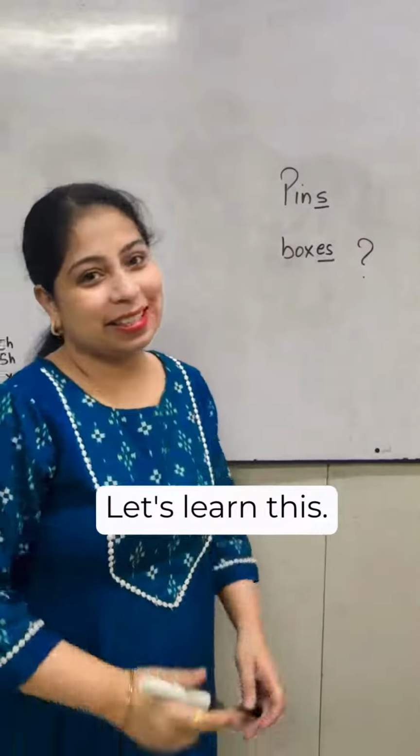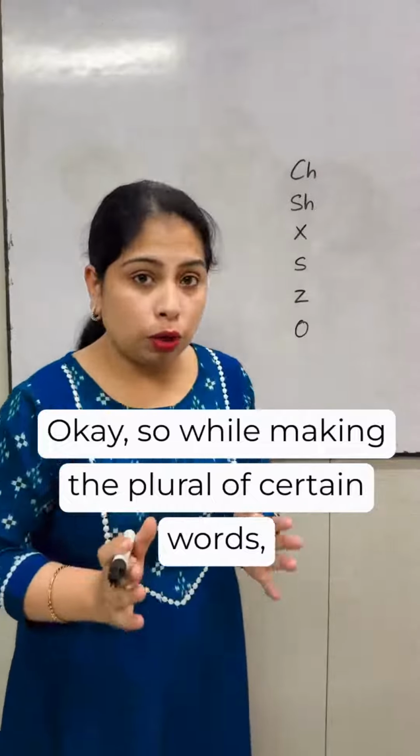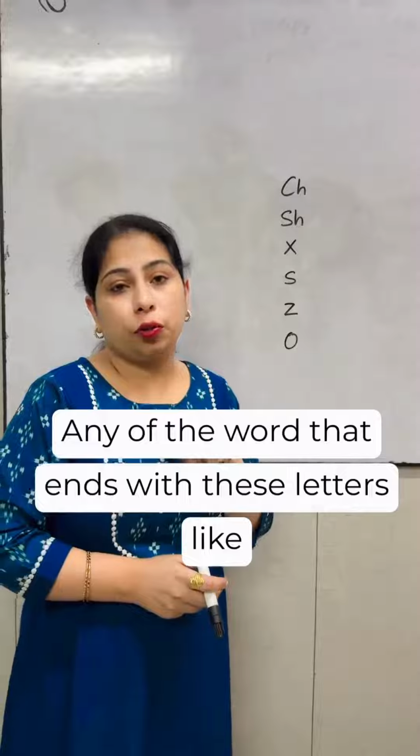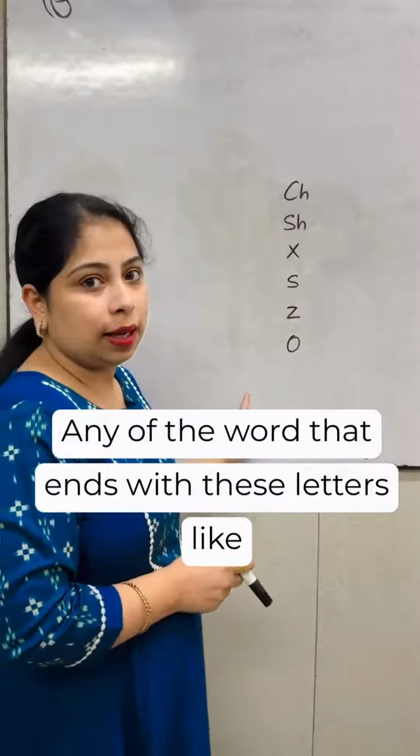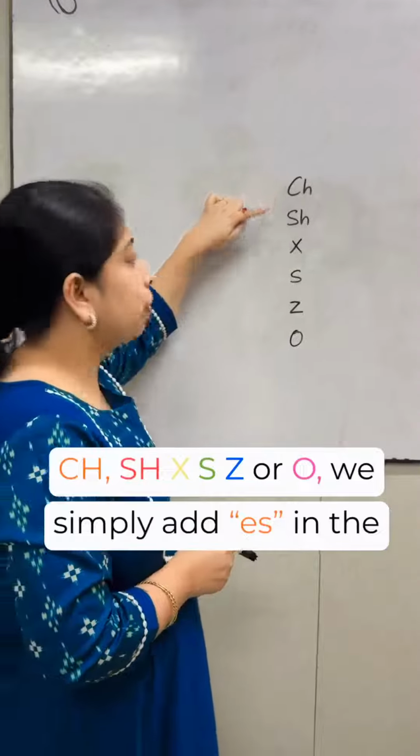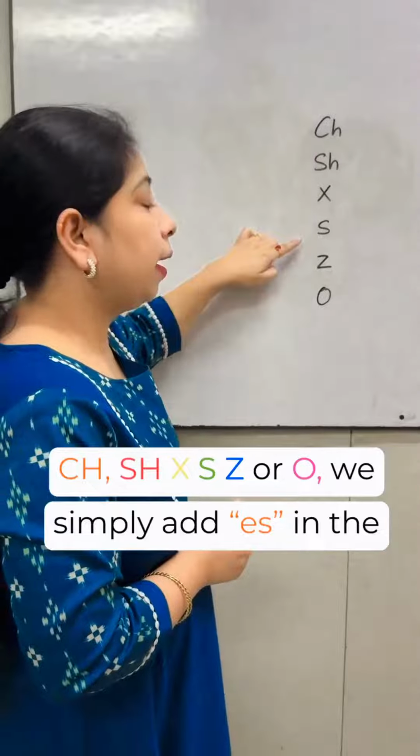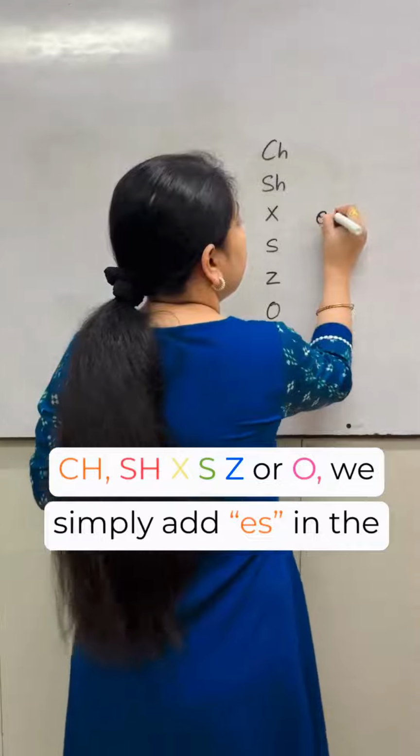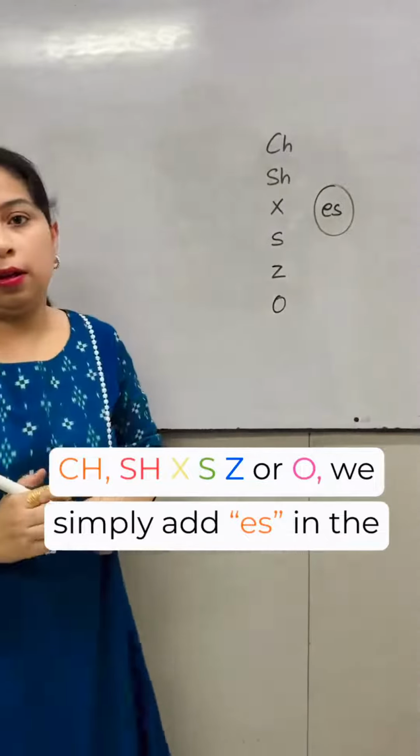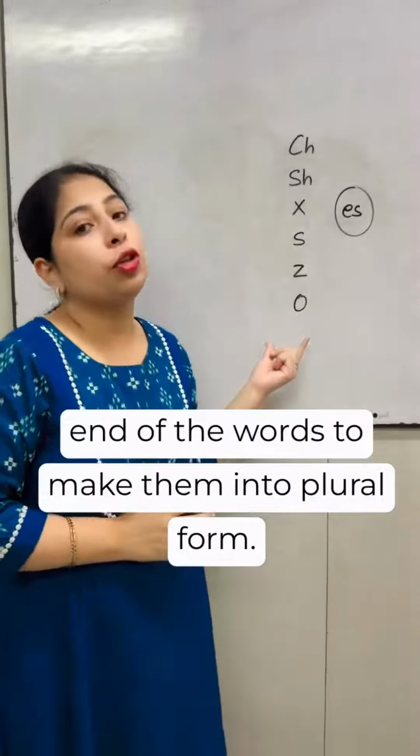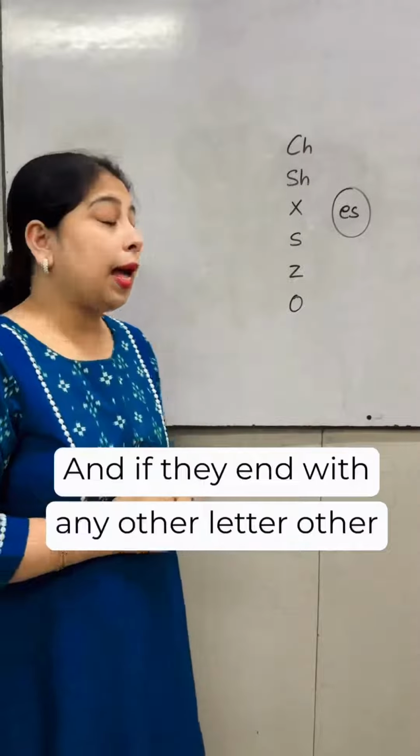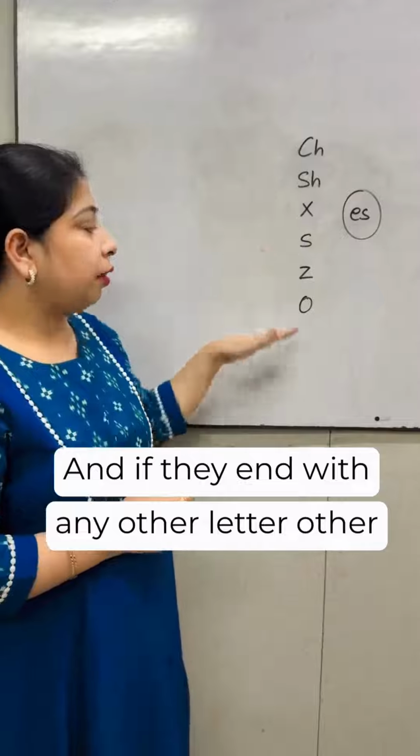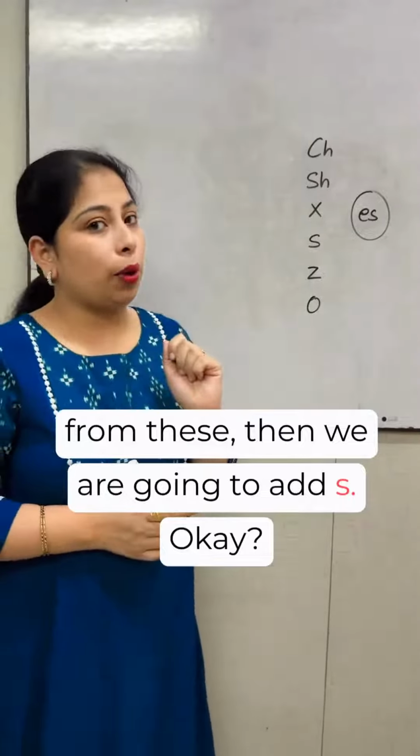Let's learn this. Okay, so while making the plural of certain words, we have to keep a few things in mind. Any word that ends with these letters like CH, SH, X, S, Z or O, we simply add ES at the end of the word to make it into plural form. And if they end with any other letter apart from these, then we are going to add S.